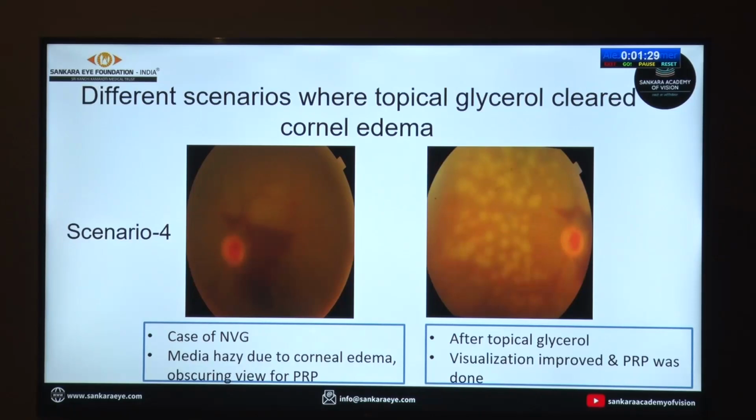Coming to scenario 4, it was a case of NVG, where the patient again had corneal edema because of the raised pressures. In an NVG case, we know that we need to do pan-retinal photocoagulation as early as possible. When the clarity of the cornea is not there, we will be delaying the treatment. So we can put the topical glycerol, and in the OPD itself, the cornea gets cleared, the fundus can be seen, and we can give a sitting of PRP. So the delay of treatment won't be there.